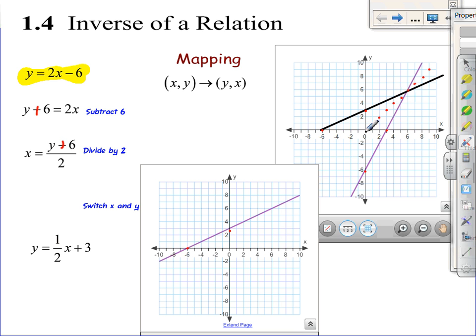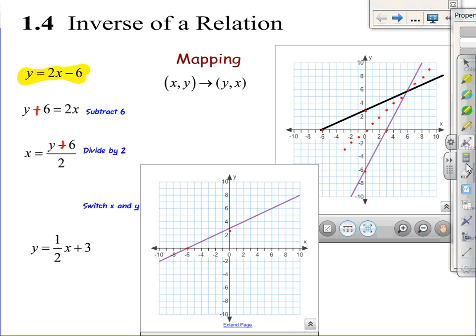In grade 9, we would call this an oblique line of symmetry. It is not vertical, it's not horizontal, it's oblique. And this line is the line y equals x. And all graphs of the inverse of a function are simply reflections over that line.